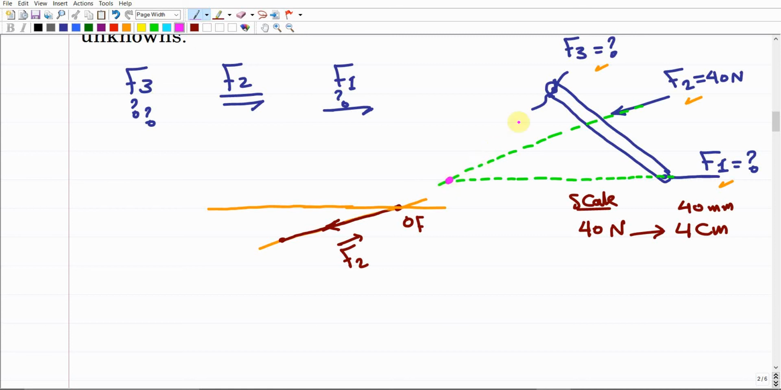If you connect this point to the point over which F3 is acting, let us give them names like point A and B. So you're just going to connect this point of intersection, let us call it C, and you're just going to connect this point C to point A. Why are we going to connect this one? This is going to give us the line of action of the third force.